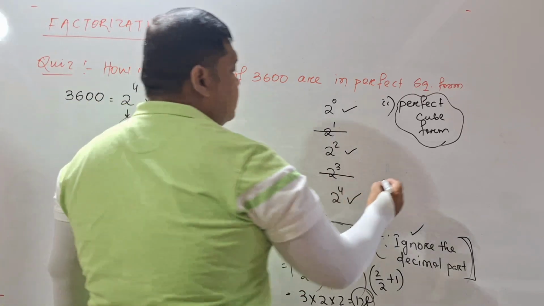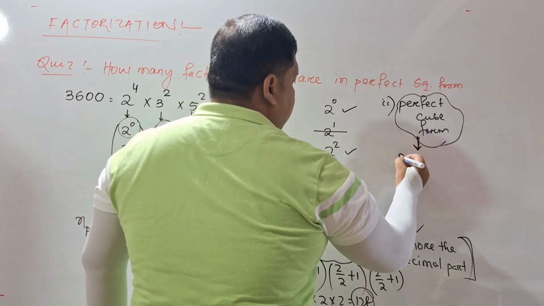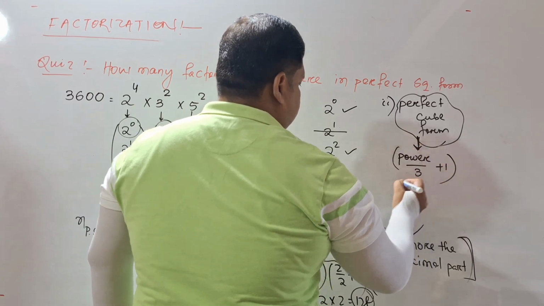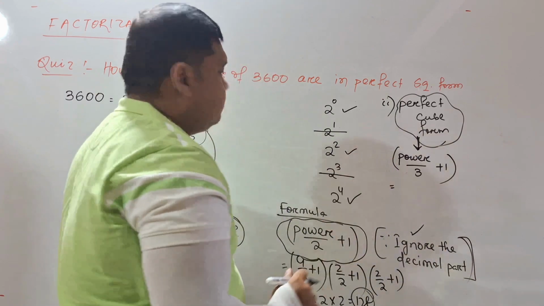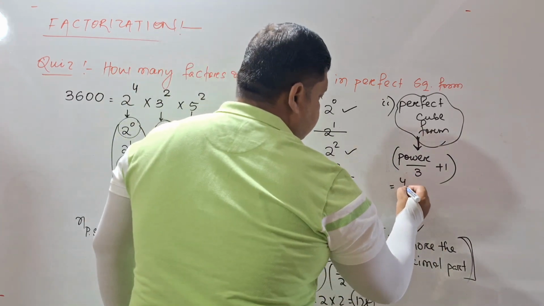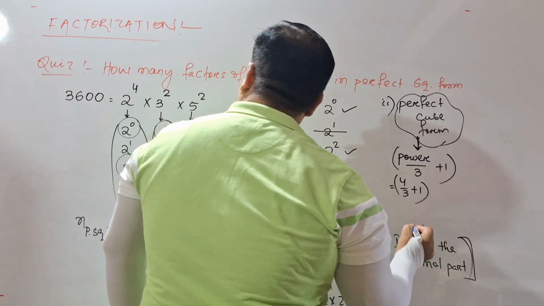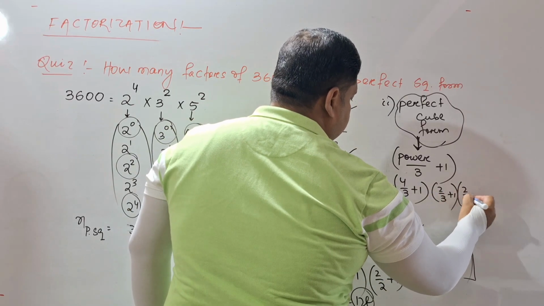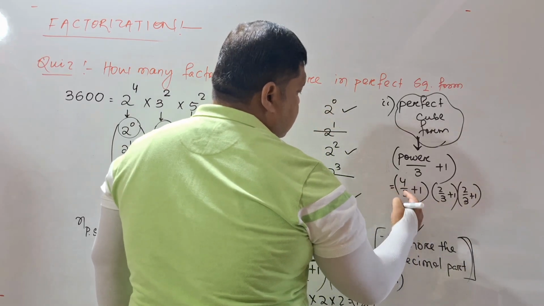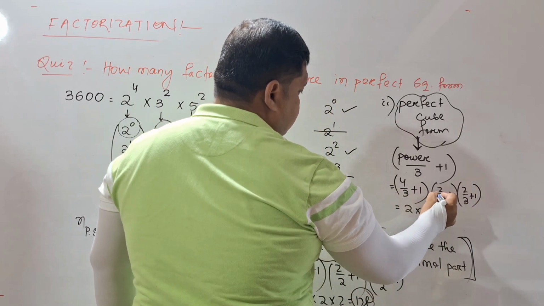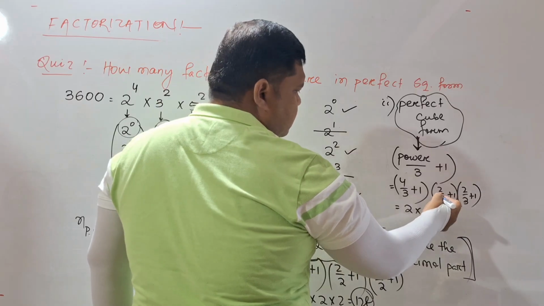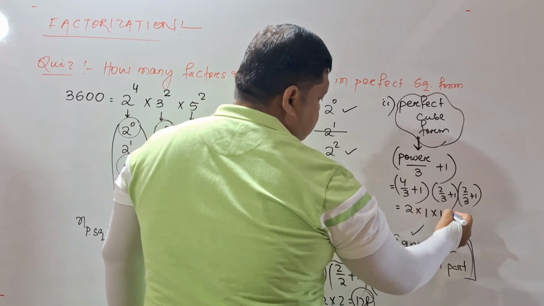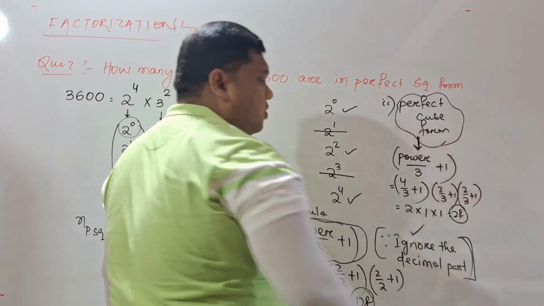Or if you want to apply the formula here, the formula is power divided by 3 plus 1, and ignore the decimal part, same. So 4 by 3 plus 1, 2 by 3 plus 1, again 2 by 3 plus 1. So here I will get 1 plus 1, 2, 0 and 0 point something. So 0 plus 1, so this is 1, and here also 1. So the answer is 2. So 2 factors are in perfect cube form.